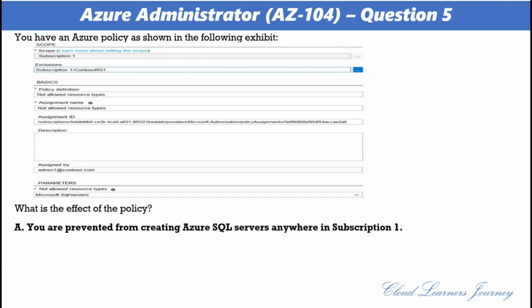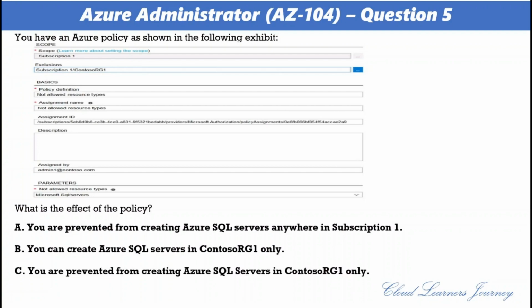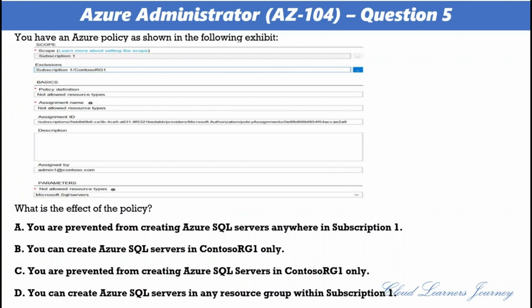And the options are A. You are prevented from creating Azure SQL servers anywhere in Subscription 1. B. You can create Azure SQL servers in Contoso RG1 only. C. You are prevented from creating Azure SQL servers in Contoso RG1 only. D. You can create Azure SQL servers in any resource groups within Subscription 1. And the correct option is B. You can create Azure SQL servers in Contoso RG1 only.